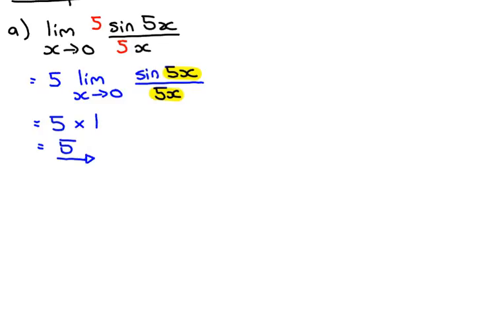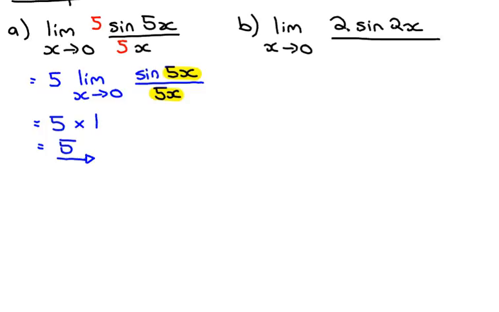Awesome. Let's have a look at another one. In this one, I'm going to look at the limit as x tends towards 0 of 2 sine 2x over 3x. Now again, in this case, if you have a look here, I've got sine of 2x and 3x. This is not so easy to just change. You can't just times it by 1. So let's just start our manipulation process.